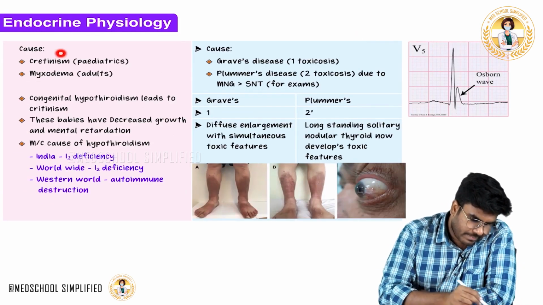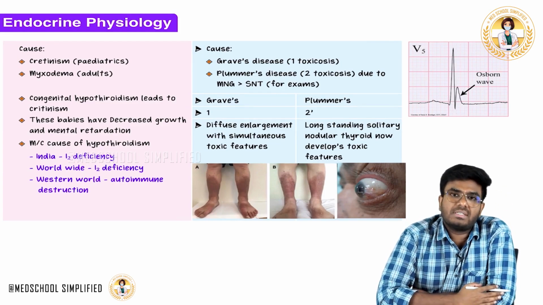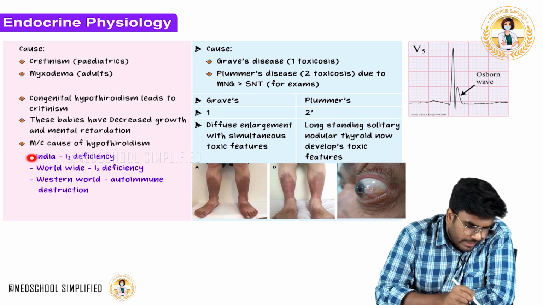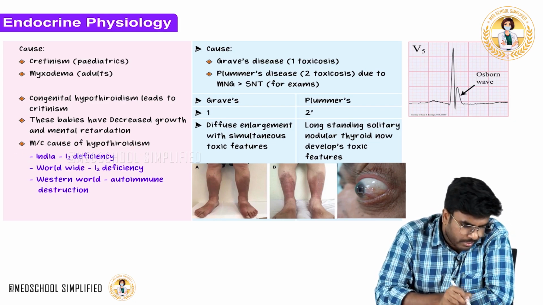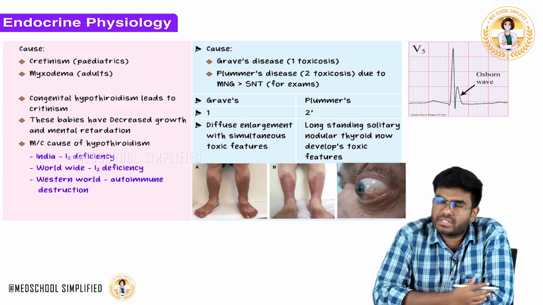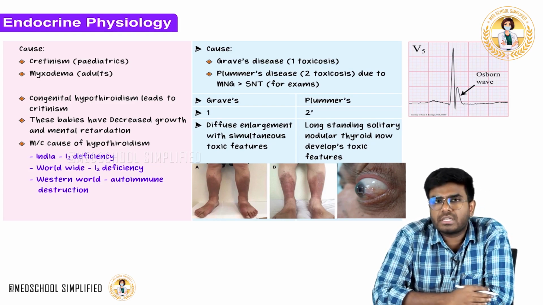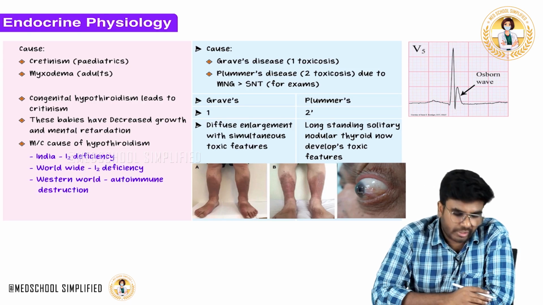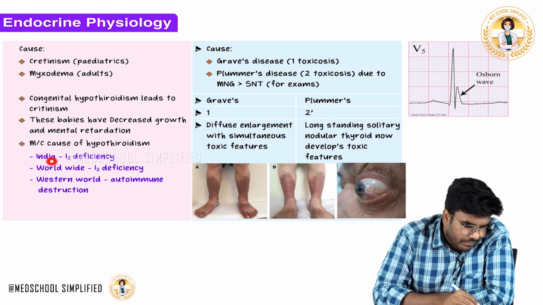So what are the causes? Now what causes this hypothyroidism? See, the most common cause of hypothyroidism in India is iodine deficiency. Iodine is not available, T3 and T4 are not produced, that causes hypothyroidism. Worldwide also, same thing, iodine deficiency. Iodine is not readily available. So in India it's iodine deficiency, worldwide also iodine deficiency.